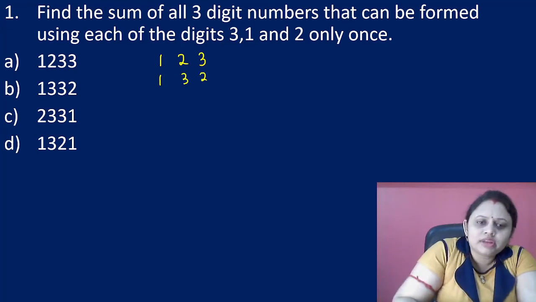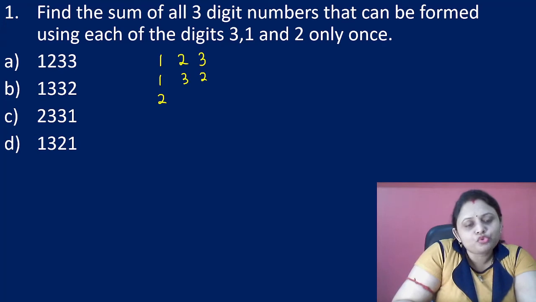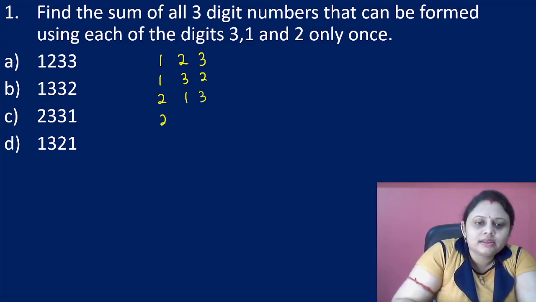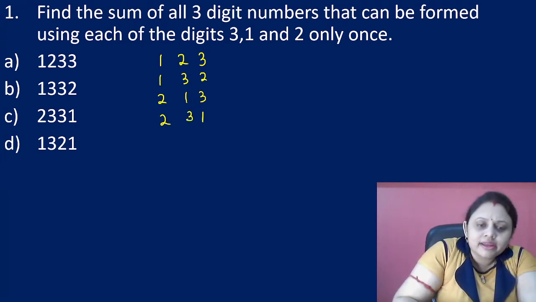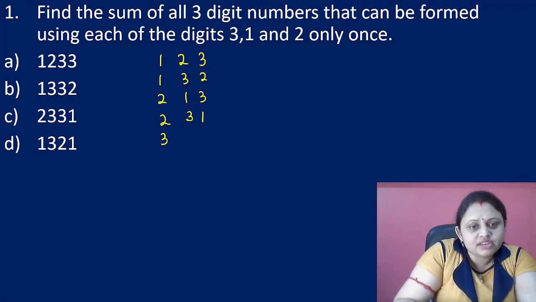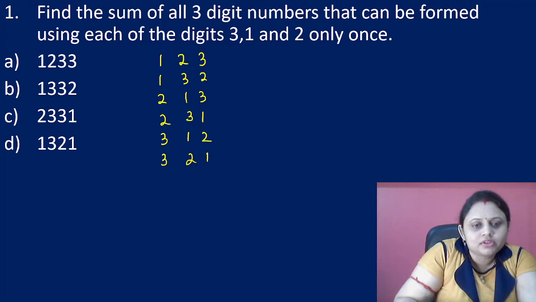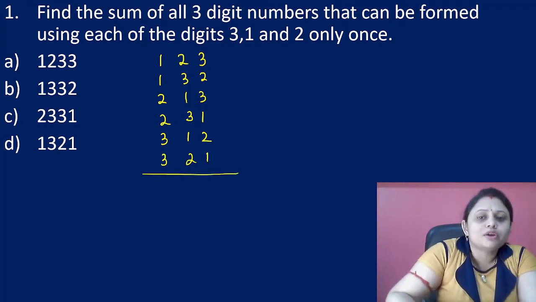Then what will I do? I will keep the position of 2 fixed and change the position of 1, 3: 2, 1, 3. Then when I change it, it will become 2, 3, 1. Then I will keep the position of 3 fixed: 3, 1, 2, and when I change the position it will become 3, 2, 1. Okay, next what we have to find out?